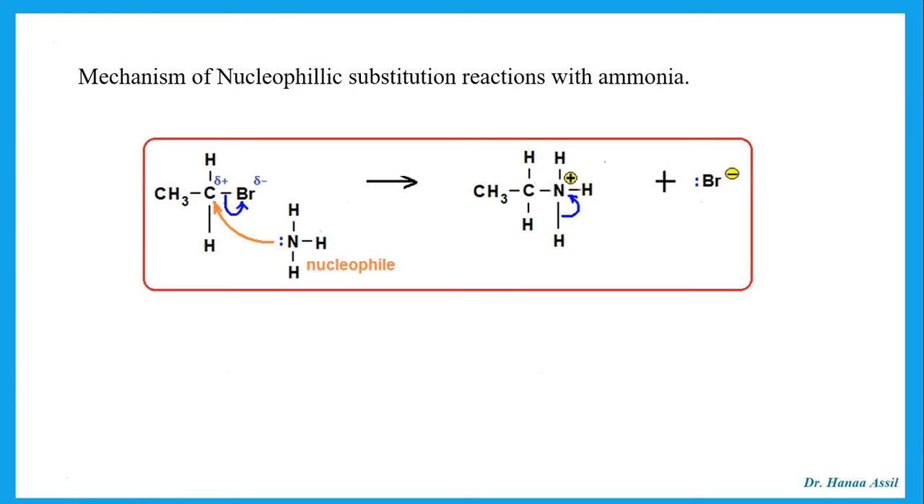What is the mechanism of this nucleophilic substitution? You need to know. The lone pair of electrons on the nitrogen of the ammonia attacks the slightly positive carbon attached to the halogen. The electrons between the carbon and the halogen go to the slightly negative halogen to form this kind of product plus Br minus, and then the H plus is removed to form the amine.